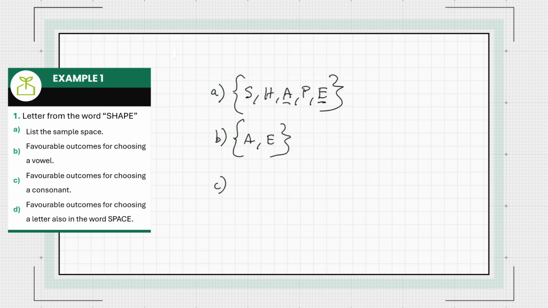Okay, what are the favorable outcomes for choosing a consonant? So that's going to be everything else that's not a vowel. So that's going to be an S, an H, and a P.